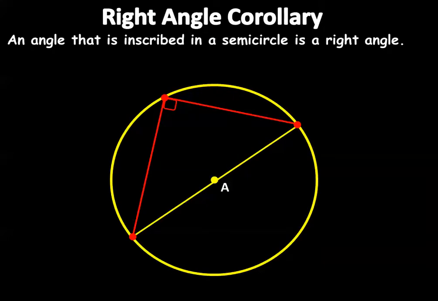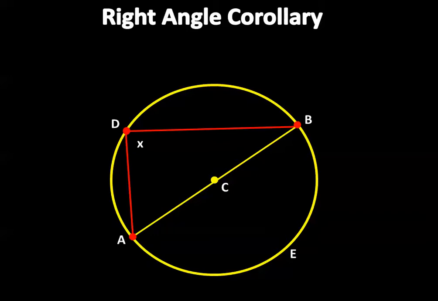The right angle corollary says that an angle that is inscribed in a semicircle is a right angle. Let's use the corollary just discussed to find the value of x in each example. Assume segment B is a diameter of circle C.